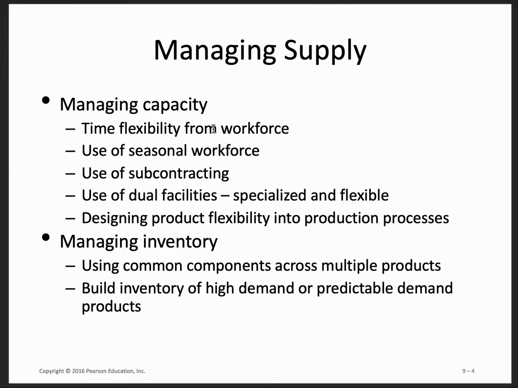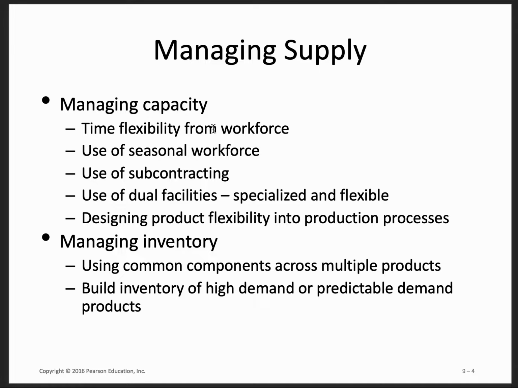You can have different kinds of facilities, specialized and flexible facilities. So specialized facilities take care of regular demand, and flexible facilities can take care of demand during the peak seasons like holiday seasons and special occasions and so on, right? Designing product flexibility into production processes is not easy, but if you are able to do that, then that is an easy way in which you can manage capacity in a supply chain.